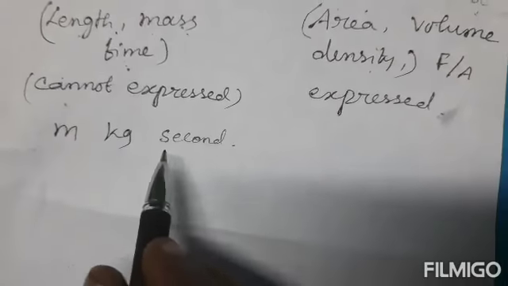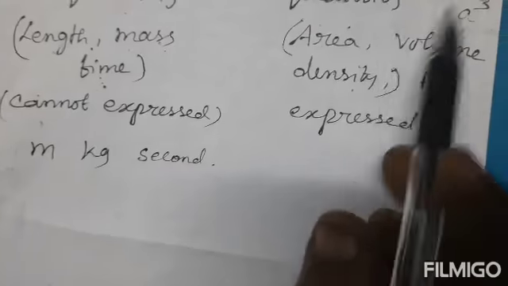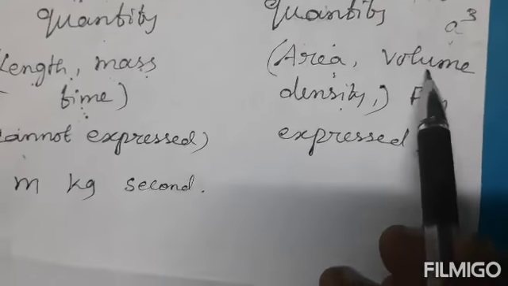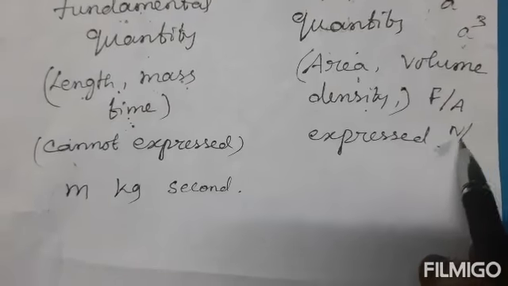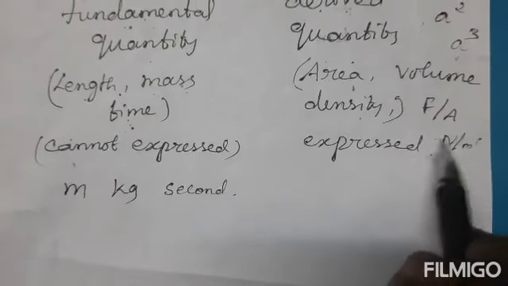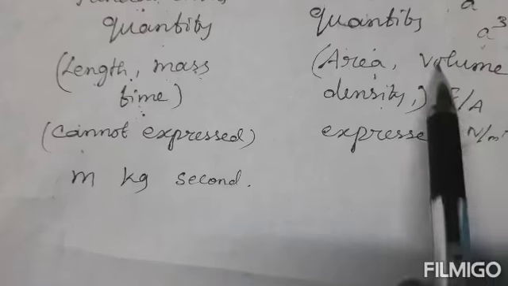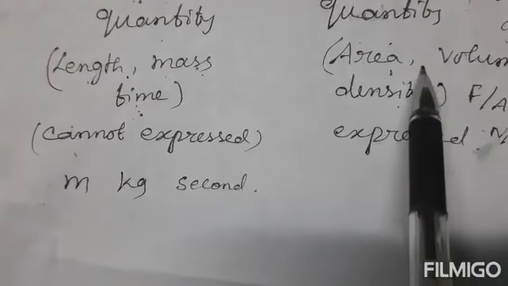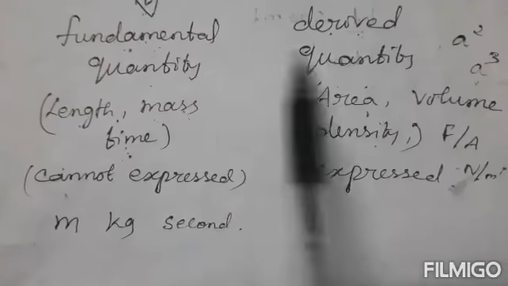Okay, students. So here also, what is the unit? Square units. Here cubic units. Density, Newton per meter square, like that it will come. So like that different units and different formulas are there. So fundamental quantity and derived quantity we have learnt well.